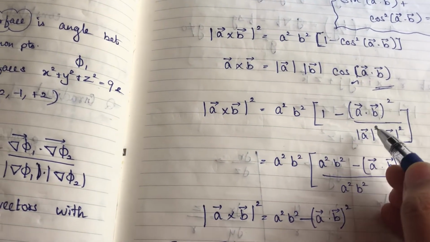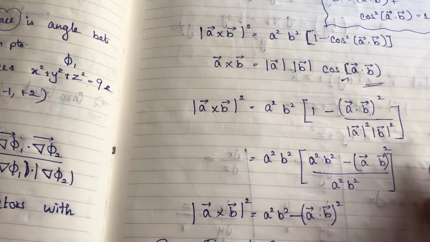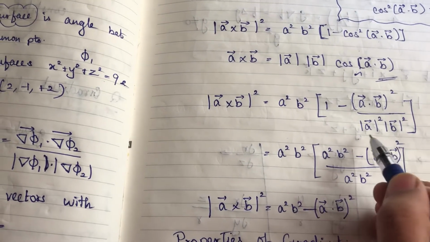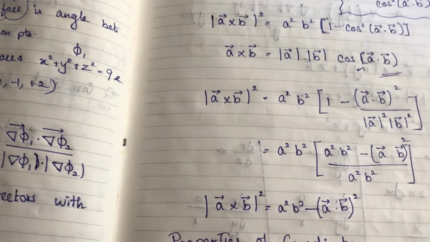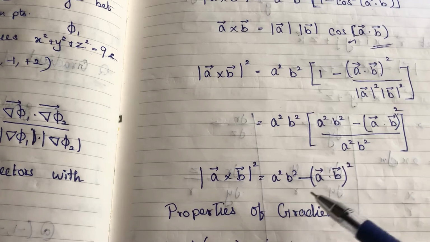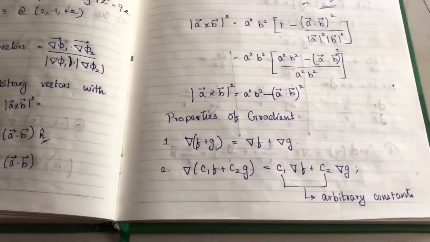So the modulus square will be the same number. So a square, but it is not a vector. This will come as a scalar. So just take the LCM here and you will get the value.